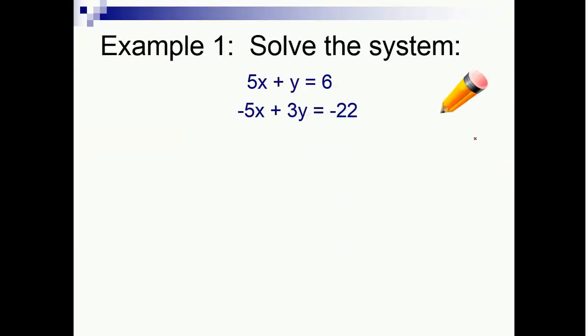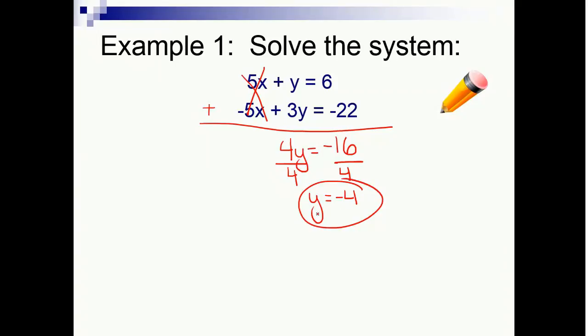So let's try our first example here. I want to see if I add the two equations together, would I get a variable to cancel itself out? So if I add these two together right now, I notice 5x minus 5x cancels out and we get 0x, which is just 0. That's what you want to happen at all times. So let's add the rest. y plus 3y gives you 4y. 6 minus 22 is negative 16. Divide by 4. So I get y equals negative 4.